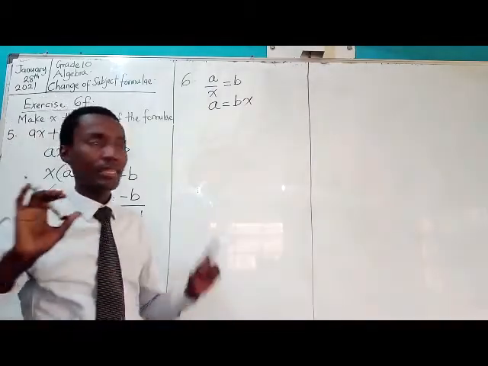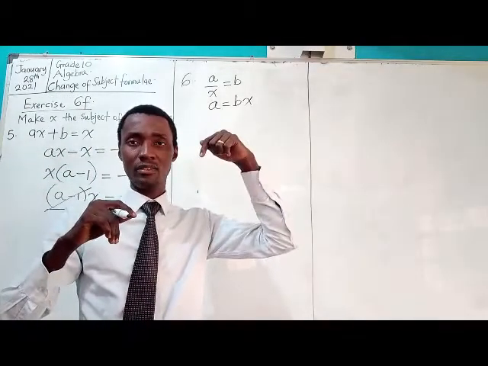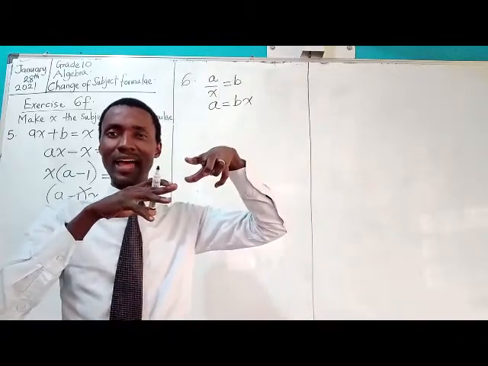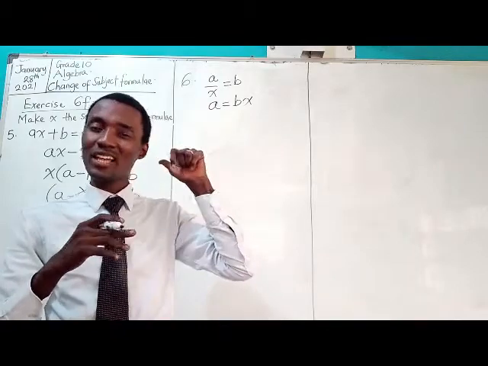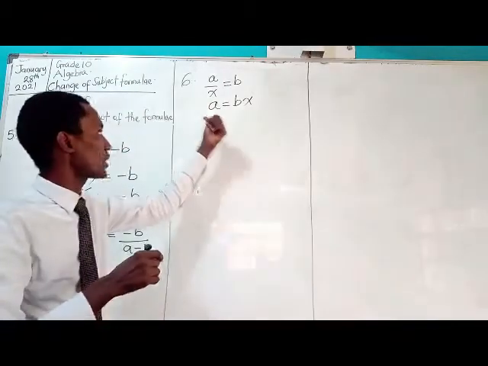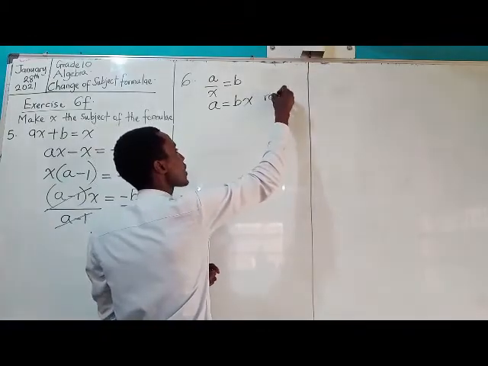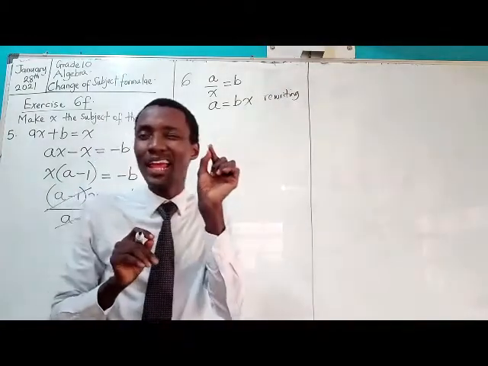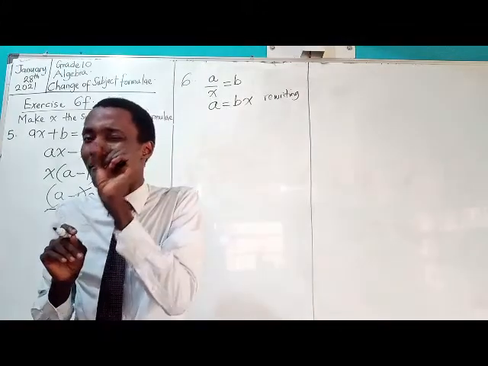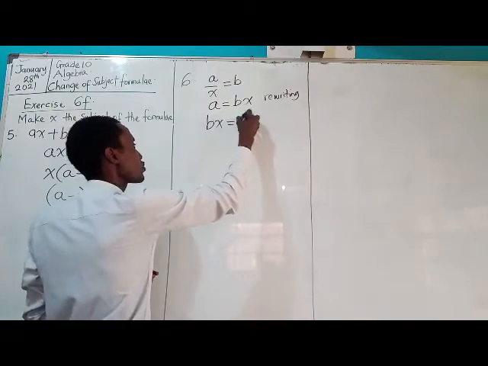Having done that, the next thing you do, we're going to apply an idea we brought in when we started, that the unknown must always be kept on the what? Left hand side, or the subject must be kept on the left hand side. So to do that, we use a technique called rewriting. To rewrite is to make my left right and make my right left. So that will now be what? BX equal to A.